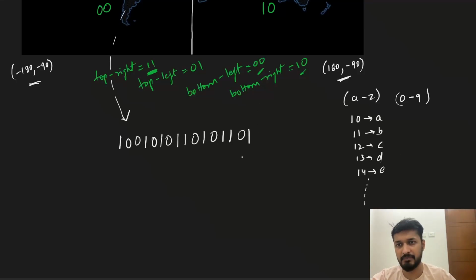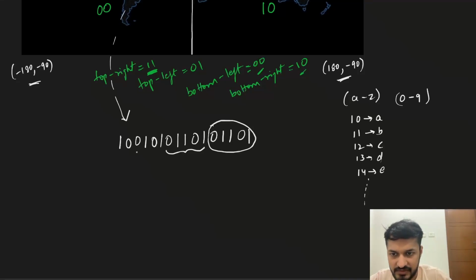Now the third step is to form groups of 5 bits of this binary geohash. So let's form groups of 5. This is our first group, 1, 2, 3, 4, 5. This is our second group of 5 bits. This is our third group of 5 bits. Now since 1 is alone, let's put 4 zeros in front of it, and this is our fourth group.